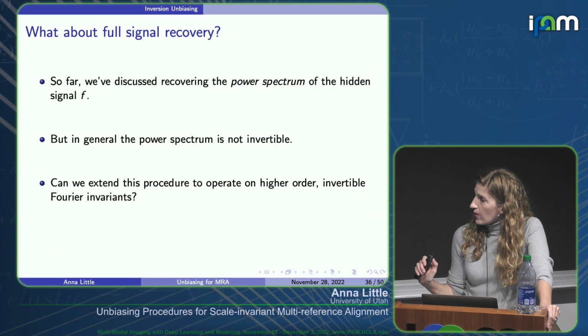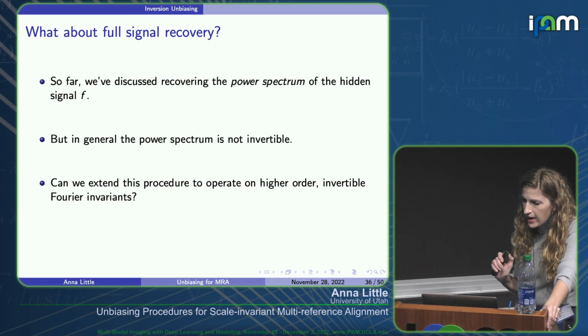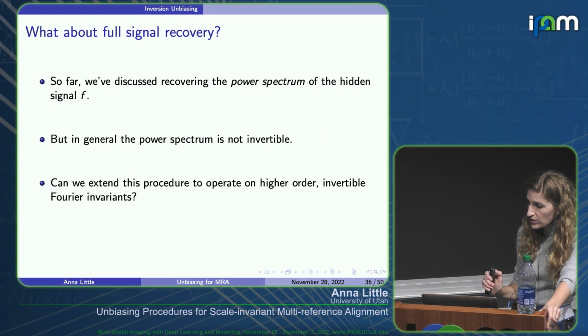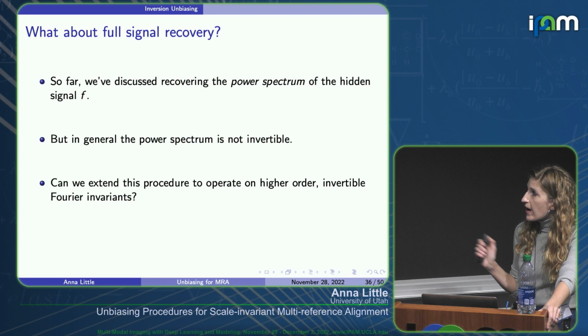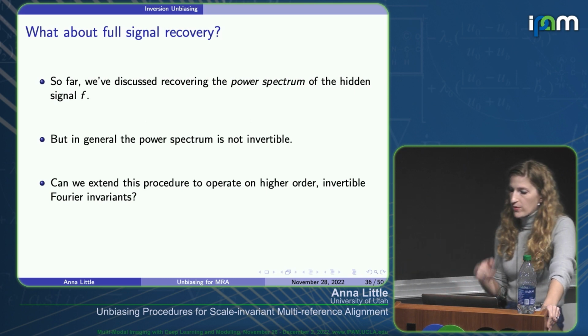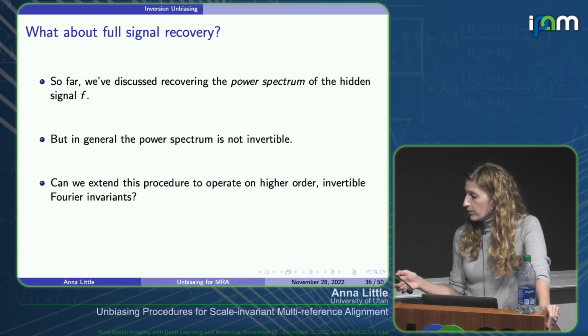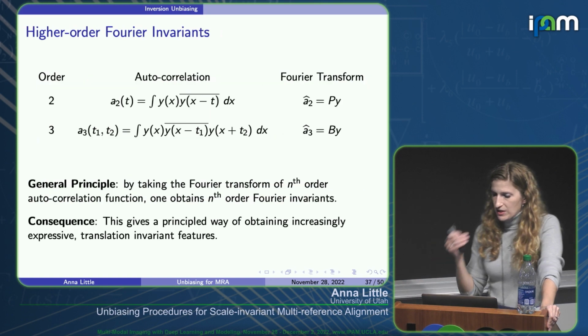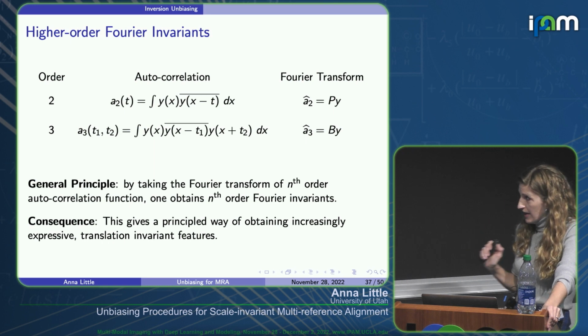Okay, so what about full signal recovery? So far we've discussed recovering the power spectrum of the hidden signal, but in general, the power spectrum is not invertible. Can we extend this procedure to operate on higher order invertible Fourier invariants? In my last few minutes, I want to talk about this a little bit.